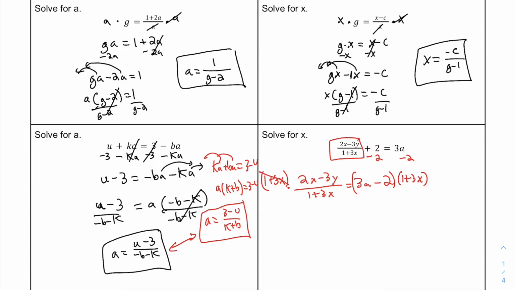On the left-hand side of the equation, this cancels because I'm multiplying and dividing by the same thing. So I get 2x minus 3y equals, on the right-hand side of my equation, I have to make sure I'm distributing properly. So here, 1 distributes to 3a, 1 distributes to minus 2. 3x distributes to 3a, 3x distributes to minus 2. So I get 3a minus 2 plus 9ax minus 6x. So I have to make sure to distribute all the terms.